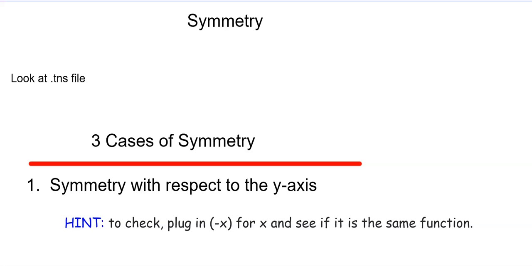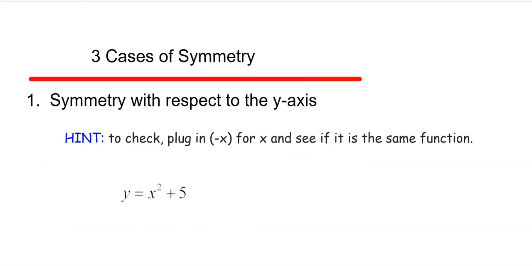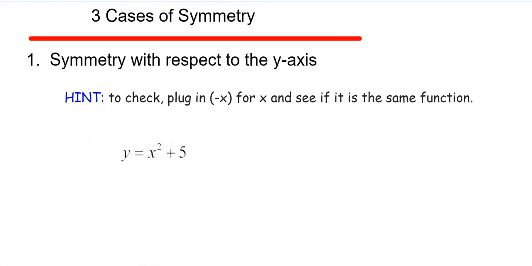But you can't just look at a function and say, well, I'm pretty sure it has symmetry about the y-axis. You have to prove it. So there's a test for that. The test says you're going to plug in -x and see if it's the same function. So I'm going to take this function, y equals, instead of x squared plus 5, that's a squared, this is going to be -x.